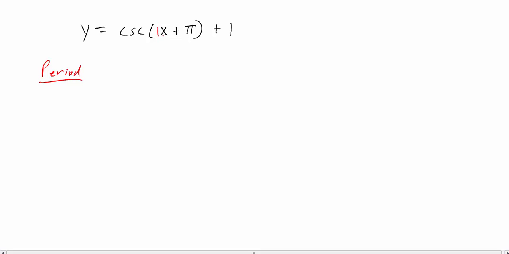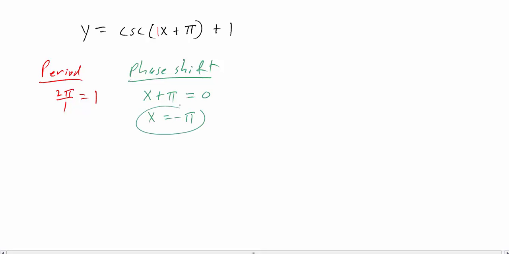Now, just like we have done before, if we go to calculate the period, the coefficient of the x here is 1, so that would be 2 pi over 1, which is equal to 2 pi. And if we want to look at the phase shift, we would take the x plus pi that's in parentheses, set that equal to 0, and we get x equals negative pi. And then, of course, the plus 1 says the graph is going to be moved up. Because it's positive, it'll go up 1 unit.